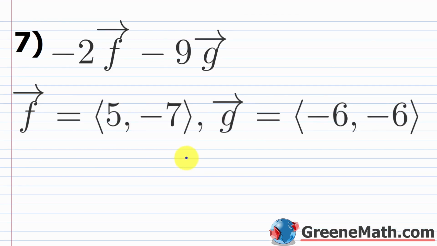Okay, let's take a look at problem 7. So here we have negative 2 times the vector f, then minus 9 times the vector g. So we have f given to us in component form, where there's a horizontal component of 5 and a vertical component of negative 7. We have g in component form, which is given to us where negative 6 is the horizontal component and negative 6 is also the vertical component. So let me write this out. We have negative 2 times the vector f.